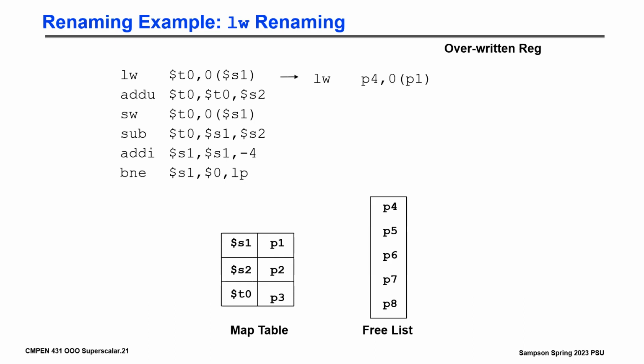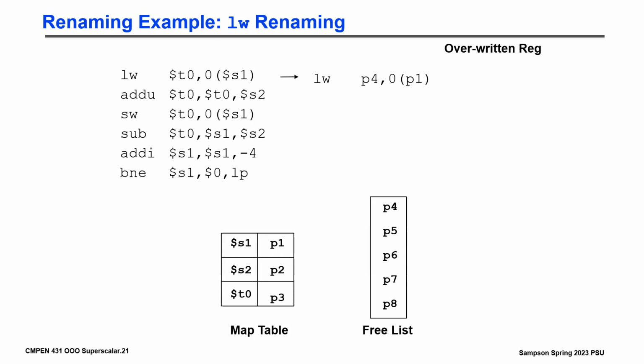In comes the instruction. We're going to rename it thusly. See if we can track why. We're going to look up where S1 is. Anything I am reading, I'm going to look up its current mapping. It says, I need to read S1. Where is S1? S1's in P1. I'm going to read from P1.